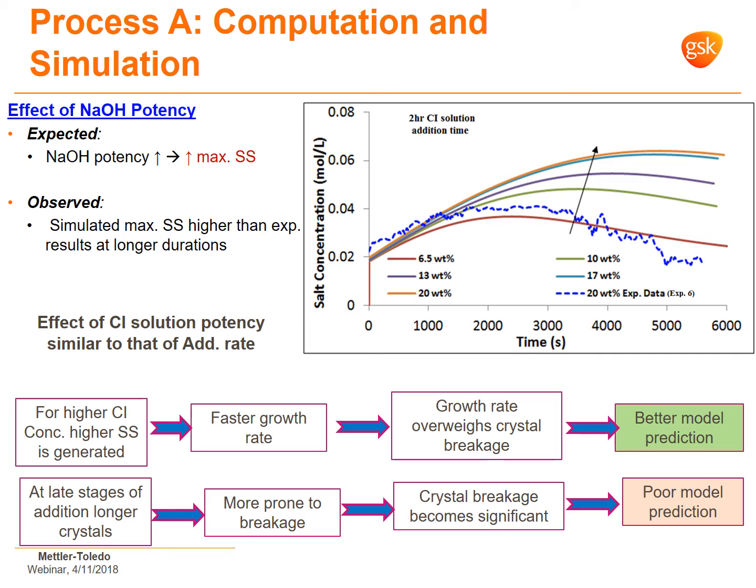And then again, we find that growth rate outweighs the crystal breakage in early stages, and then you have better prediction. However, at late stages, because the crystals are longer, they're more prone to breakage, we have a faster drop of the supersaturation, or salt concentration, which results in a poor prediction of the model. It's because the model doesn't take into consideration breakage.